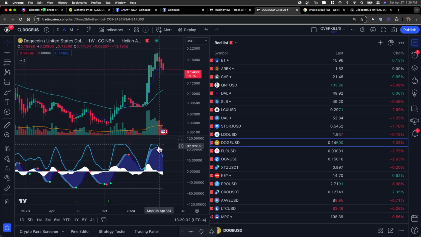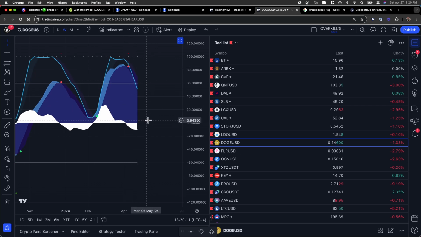Doge, still coming down in my opinion. Again, we were selling up here. We bought it at 8 cents. We sold it at 20 cents, 17 cents, somewhere in that area. Again, waiting on the wave to come back down here on the indicator to 0.